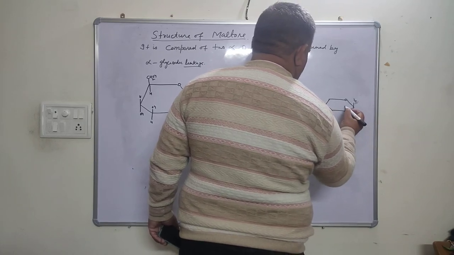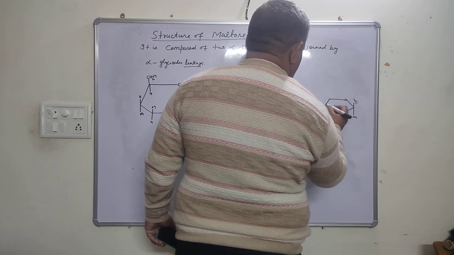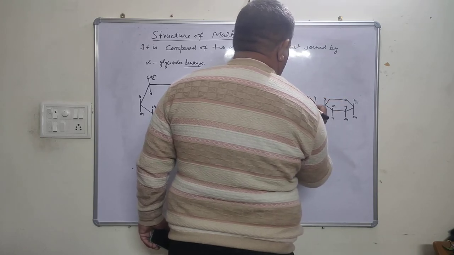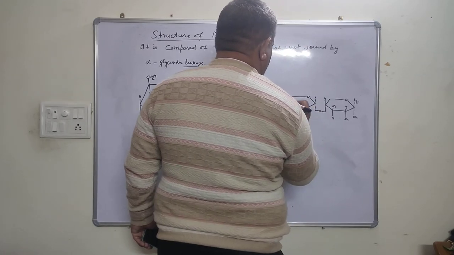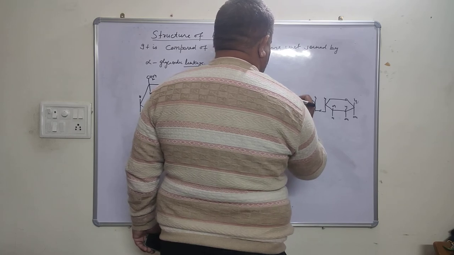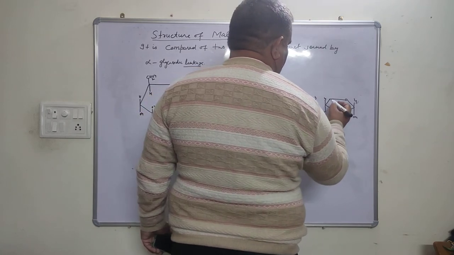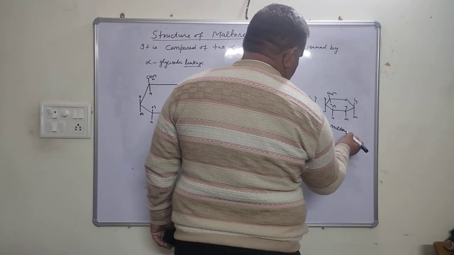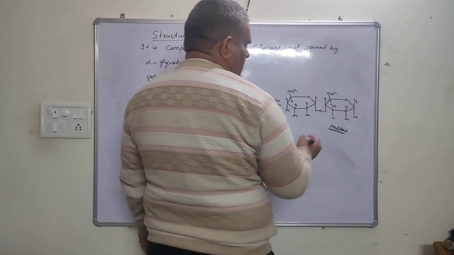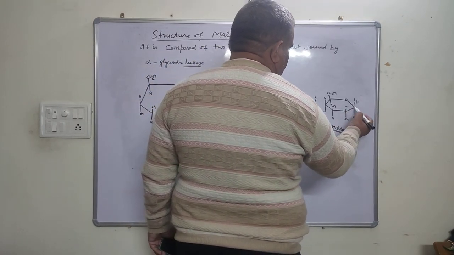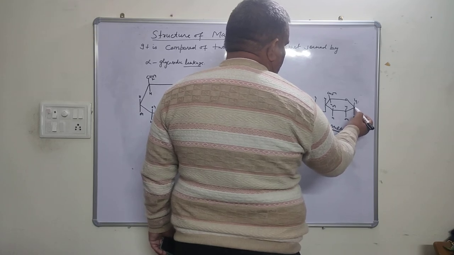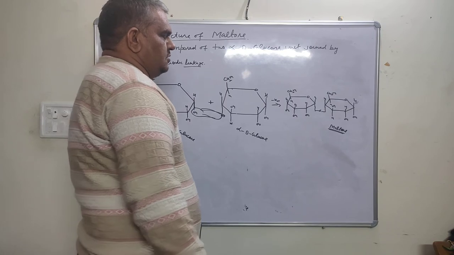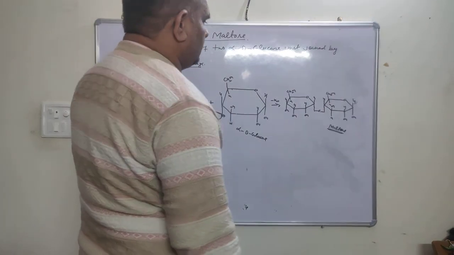H, OH, H, OH, OH, H. This oxygen. H, H, OH, H, OH, H, OH and CH2OH, H and CH2OH, H. This is maltose, and maltose is a reducing sugar because the second glucose unit contains a hemiacetal carbon atom. This is the hemiacetal carbon, and it undergoes mutarotation, reduces Fehling's solution and Tollens' reagent, and gives osazone with phenylhydrazine. So it is a reducing sugar.